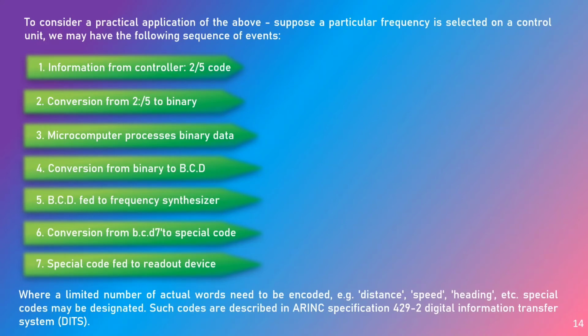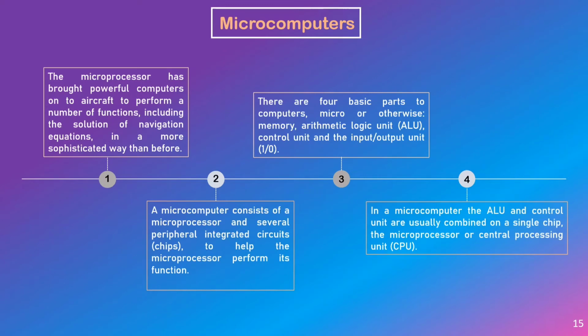Such codes are described in ARINC specification 429-2, Digital Information Transfer System, DITS. Microcomputers. Microprocessors are powerful computers on an aircraft that perform a number of functions, including solution of navigation equations in a more sophisticated way than before. A microcomputer consists of a microprocessor and several peripheral integrated circuit chips to help the microprocessor perform its function.